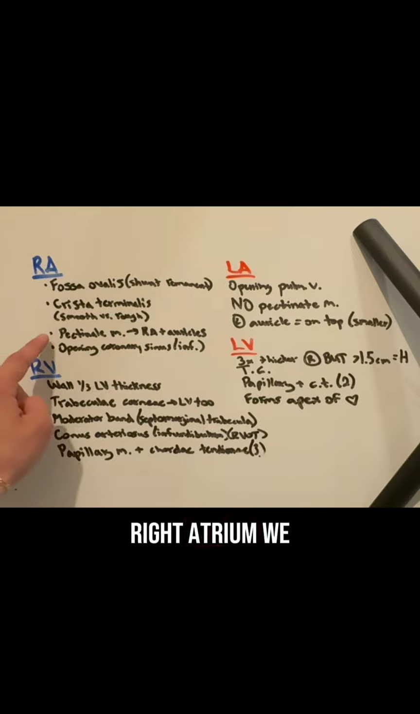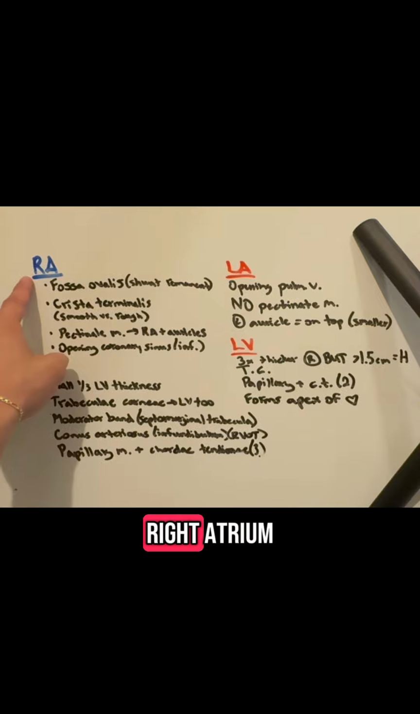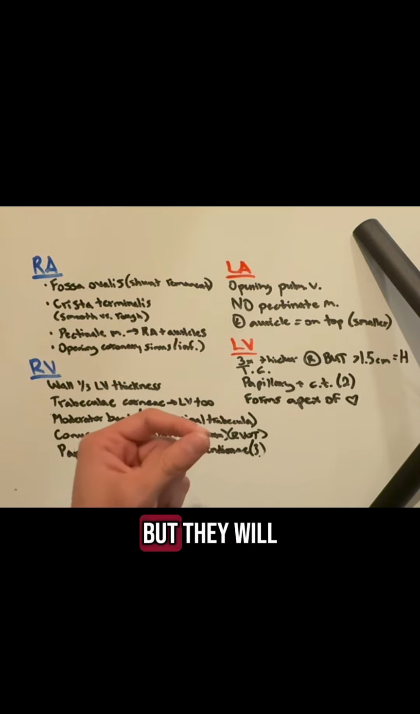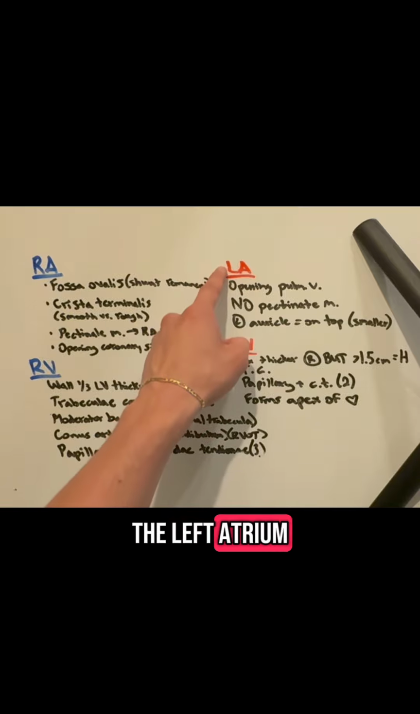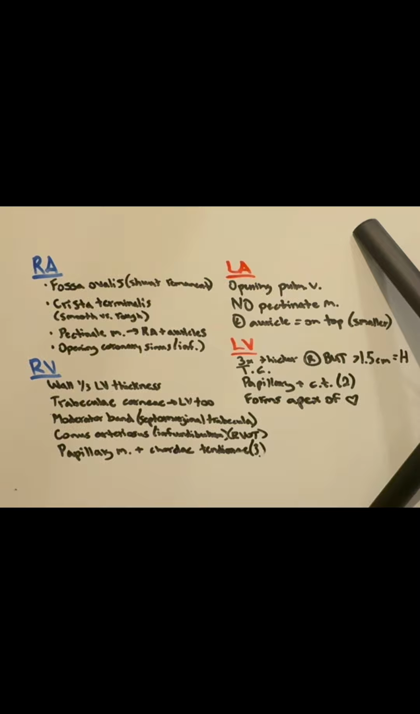Also within the right atrium, we have pectinate muscles, and pectinate muscles are going to exist within the right atrium and the auricles, the right auricle and the left auricle, but they will not exist within the left atrium. The left atrium has no pectinate muscles.